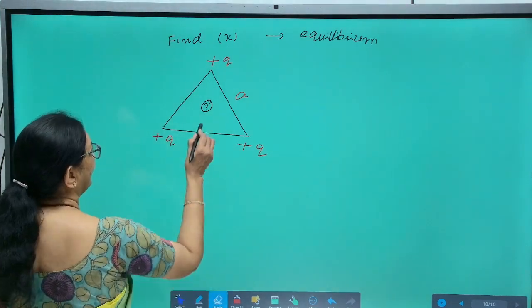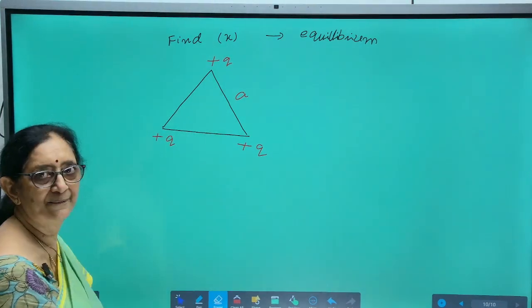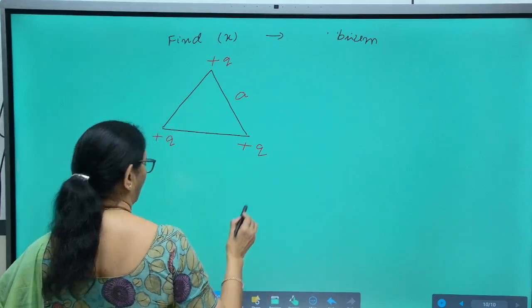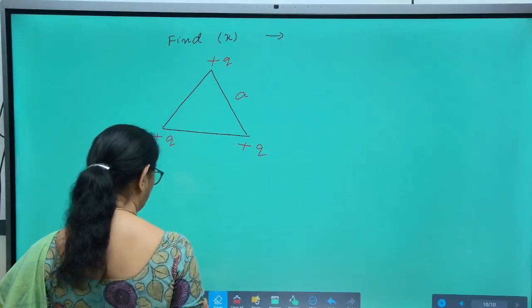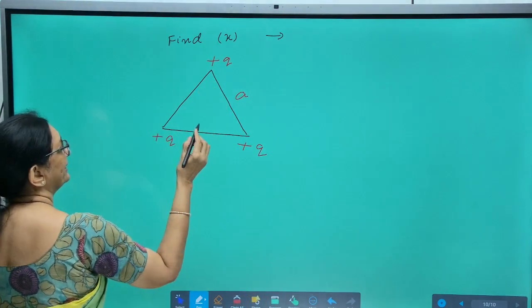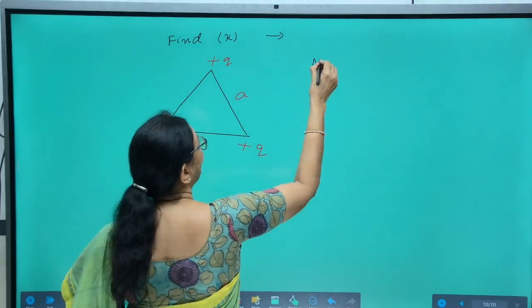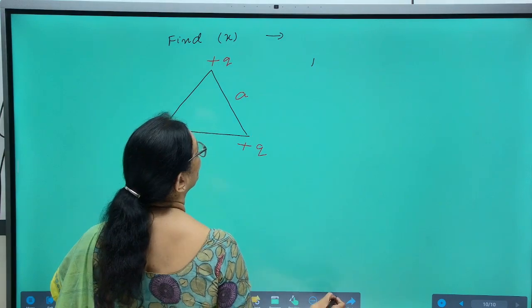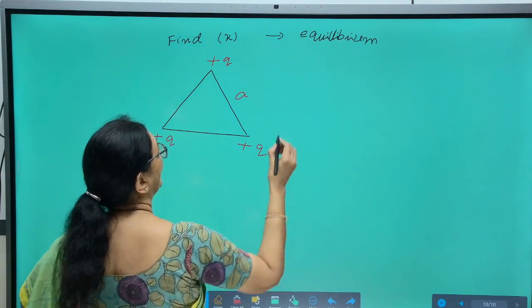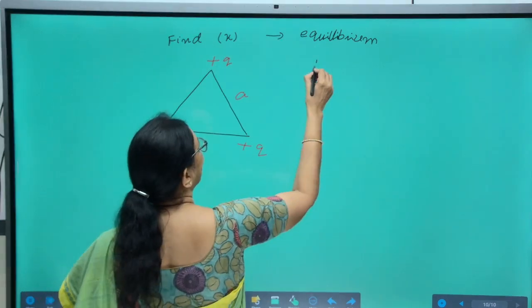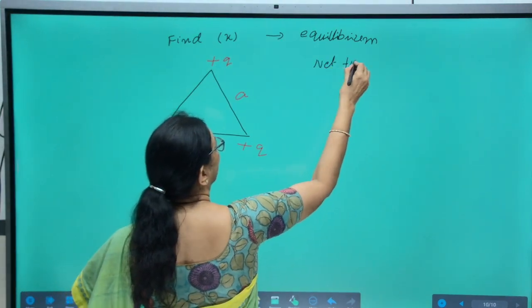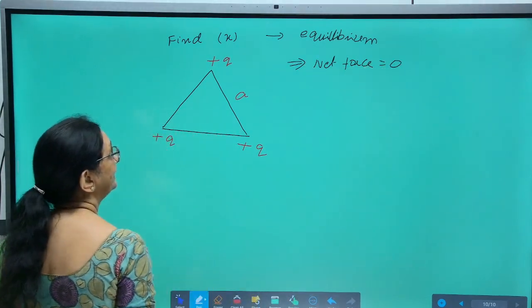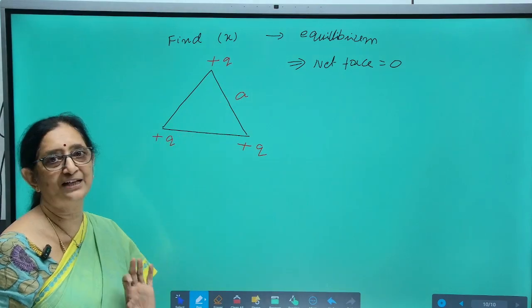For the time being, let us forget about this. Actually, as I told you, equilibrium always implies that the system is in equilibrium when the net force is equal to 0. Equilibrium implies net force is equal to 0. Net force on every charge must be 0.